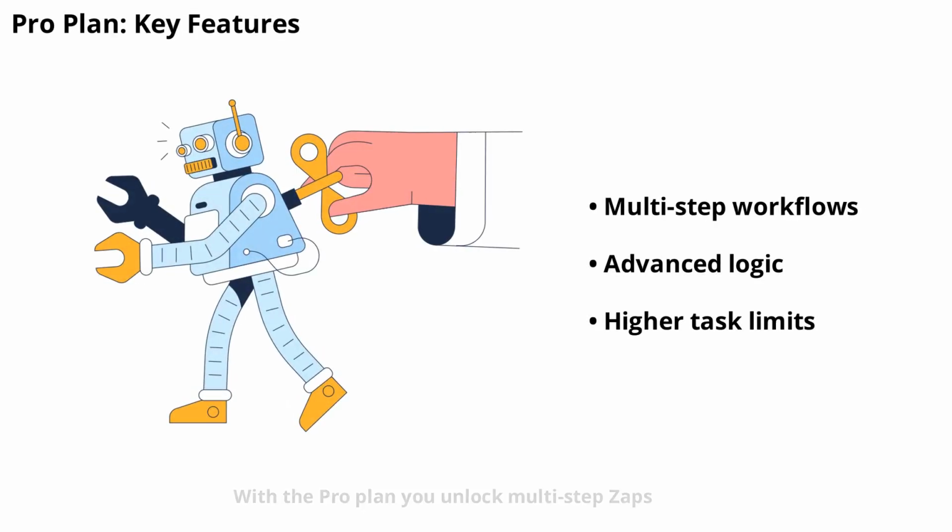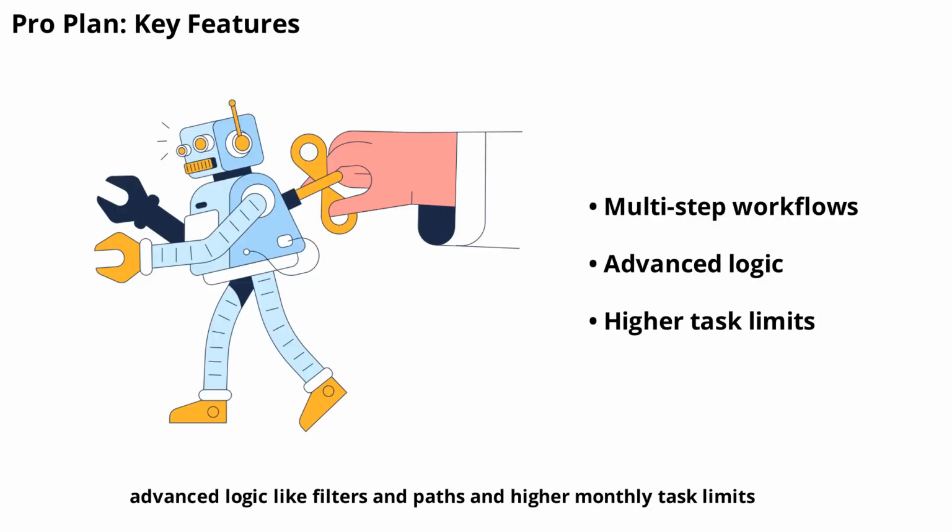With the Pro plan, you unlock multi-step Zaps, allowing you to automate entire workflows with several actions triggered by a single event. You also gain access to premium apps, advanced logic like filters and paths, and higher monthly task limits. This plan supports more complex automations, making it ideal for businesses looking to streamline operations and boost productivity.